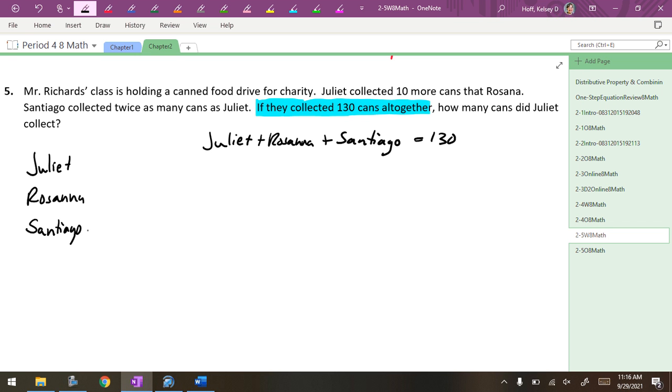So we look. Juliet collected 10 more than Rosanna. If we want to figure out Juliet, who do I have to know? Rosanna. Do you know Rosanna? Okay. Santiago collected twice as many cans as Juliet. To figure out Santiago, I have to know Juliet. But you guys just told me to know Juliet, I have to know Rosanna. So who does everybody depend upon? Rosanna. Rosanna is the X.